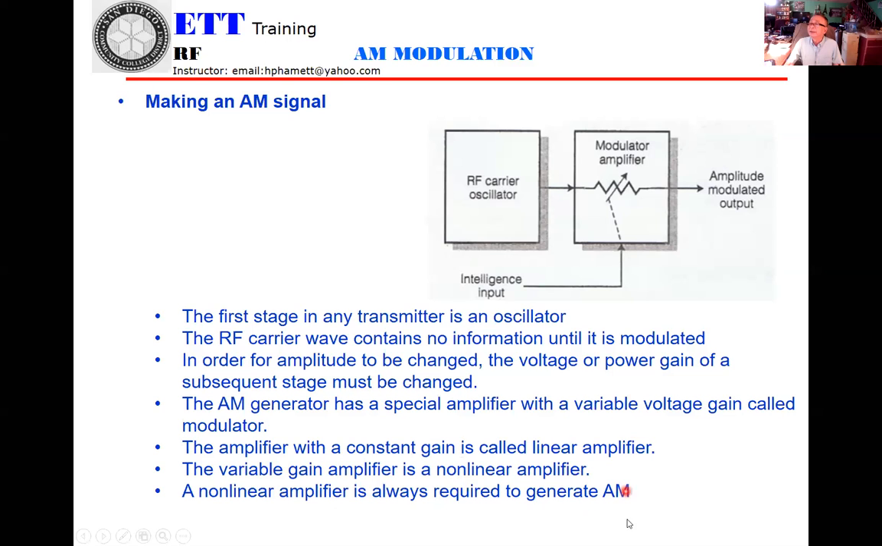Okay, now you can see in here, modulator amplifier here. RF carrier oscillator. That means high frequency goes this way. And intelligent input means your voice going in. And this is the non-linear amplifier. They can change the amplitude of the signal. And what comes out, we call amplitude modulated output.